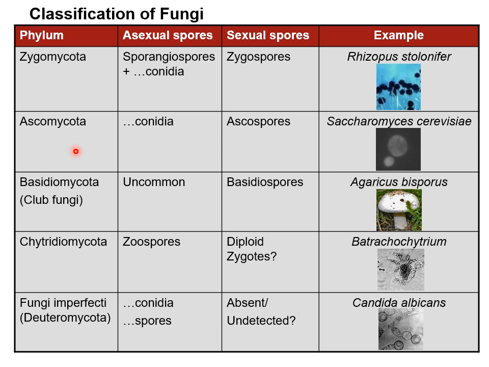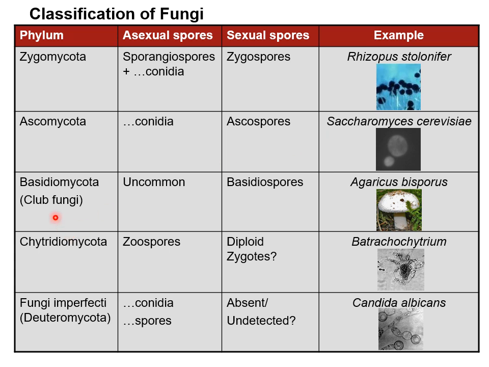Ascomycota, these form ascospores as sexual spores. They can form different types of other conidia and asexual spores. And one example is Saccharomyces cerevisiae. So this is the yeast that's used for making bread, for making beer, for example.